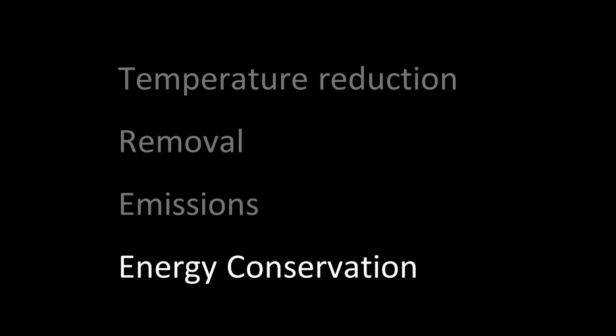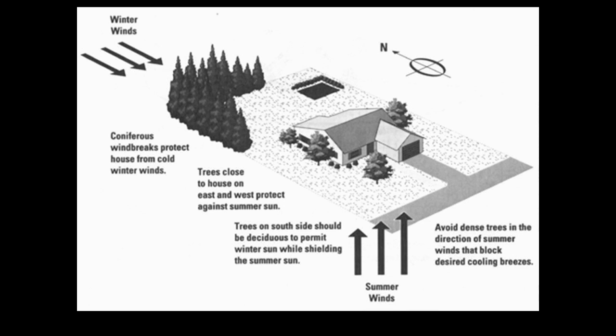Last one is energy conservation. Trees, when you plant them around buildings, will block winds, will shade the building, and provide evaporative cooling. Generally, when you're in warmer climates, trees are great for energy conservation because they reduce our need to run air conditioners in buildings. If we reduce our need for air conditioning or energy use, we reduce emissions from the power plants. So it's a secondary effect.